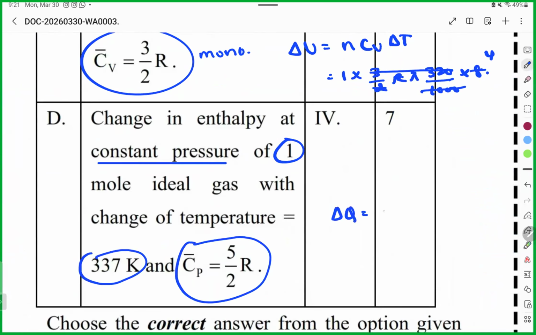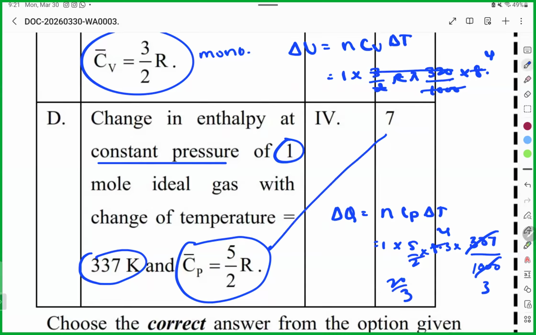Delta Q is equal to nCp delta T. n value 1, Cp value 5 by 2 into 8.3, and change in temperature 337 by 1000. Why 1000? Because kilojoule. So approximately 3. Correct? Approximately 4. It will be like 20 by 3, around 7. Any doubt?